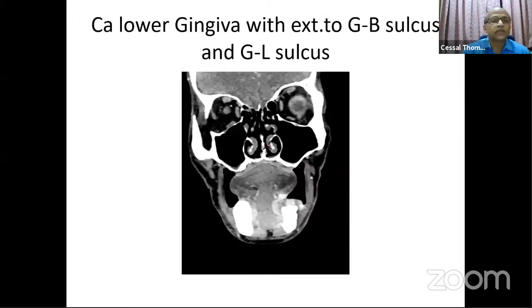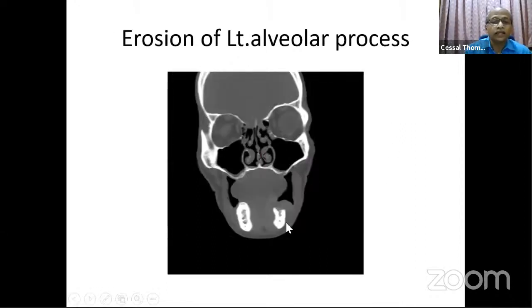Coming to gingiva, see here, this is the mandibular alveolar process, and here we can see an enhancing soft tissue mass over the alveolar process, which is extending laterally to the gingivo-buccal sulcus here, and also medially to the gingivo-lingual sulcus. So it is extending on either side. And in the CT bone window, we can see the cortical destruction very beautifully. So it is a T4 lesion.